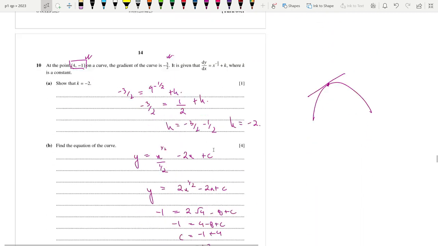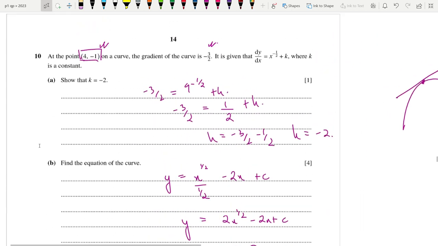Moving on. Last two questions. Question 10: at the point (4, -1) on a curve, the gradient of the curve is -3/2, and dy/dx is x to the power minus half plus k. Show that k equals -2. So what does gradient mean? Gradient is dy/dx. So I'm just going to input dy/dx as -3/2.